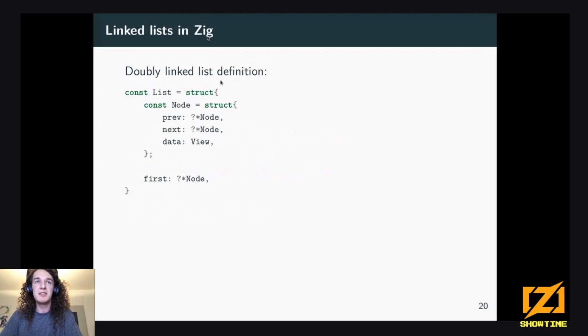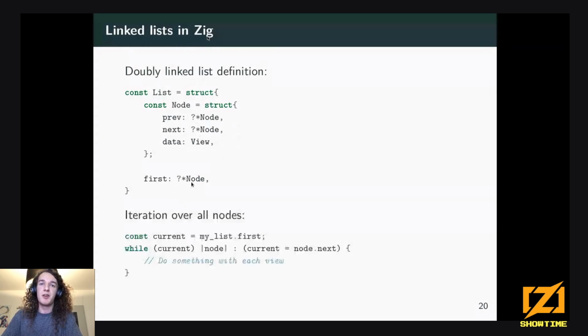So here we have a list which contains another struct type. We have a node, which contains an optional pointer to the next node and the previous node, as well as some data. Here we store a view, which would be just like a window on your desktop. And also in the list struct, we store an optional pointer to the first node. And so to iterate over the nodes, we'll notice that we actually have language level constructs in Zig to work with optional pointers, which is much nicer than null checks everywhere and not knowing when you need to check and when you don't, because any pointer could be null really.